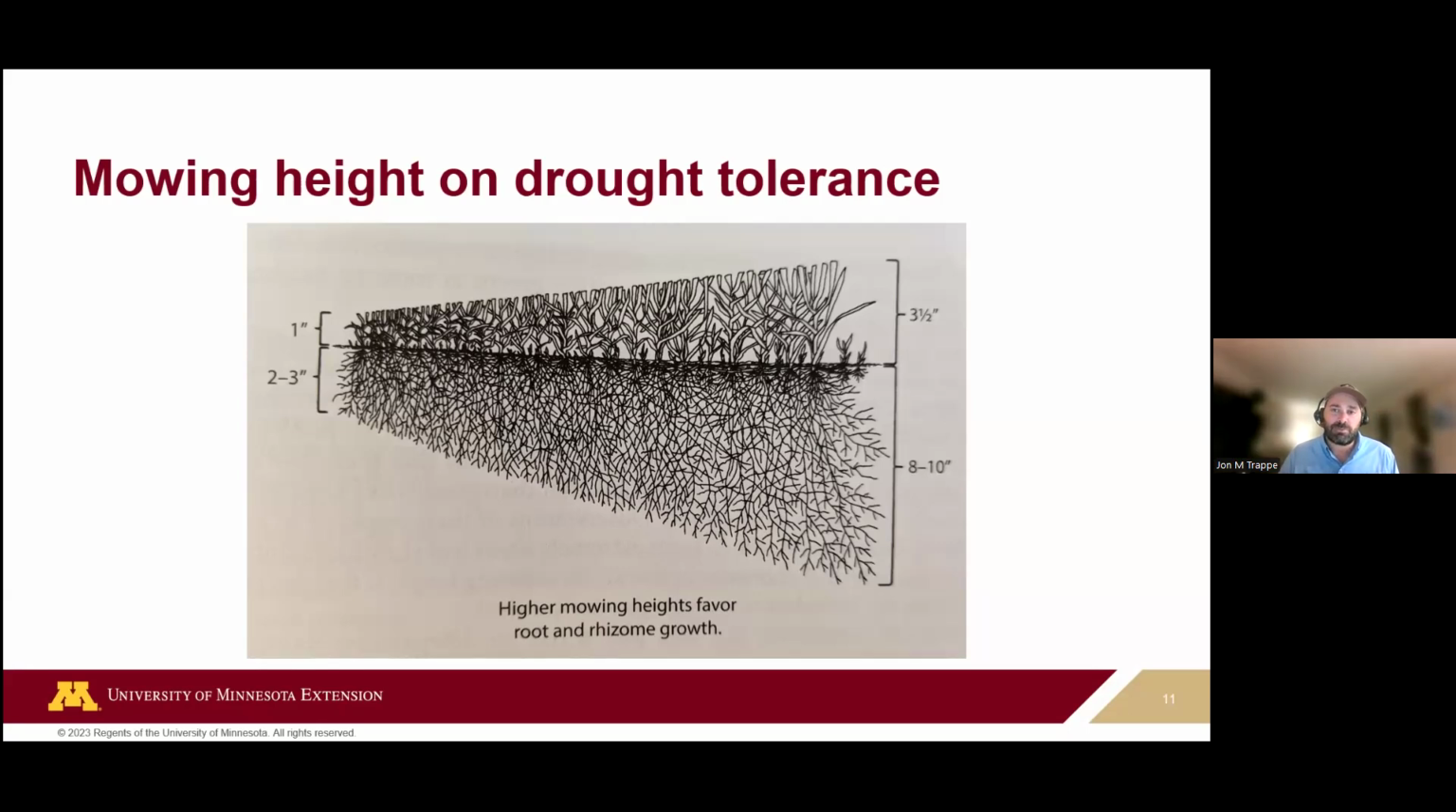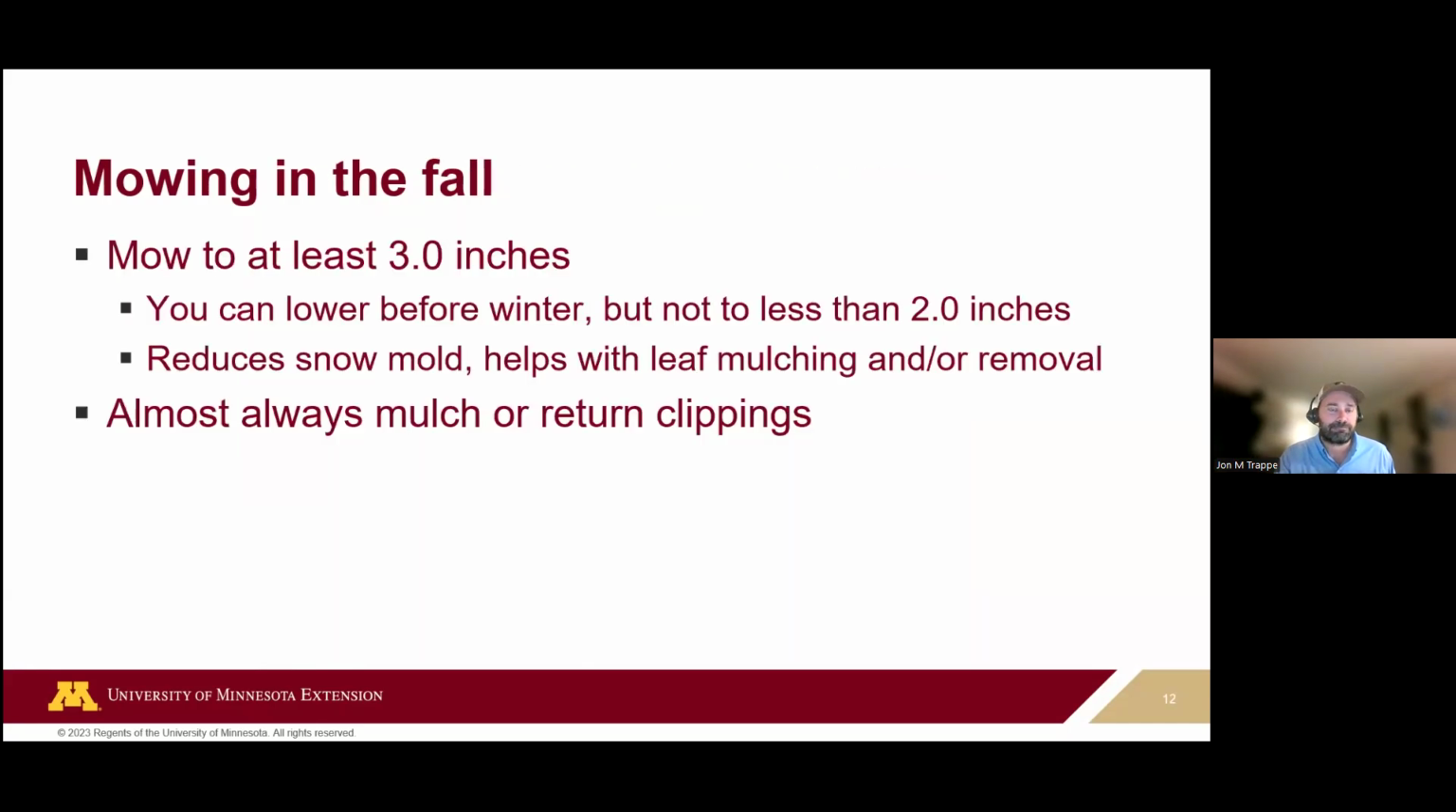So if you increase the mowing height, you actually increase the rooting depth. And deeper roots is an overall healthier plant. It's going to have access to more water. It's going to be more drought tolerant, and it's going to need less supplemental watering throughout the year.